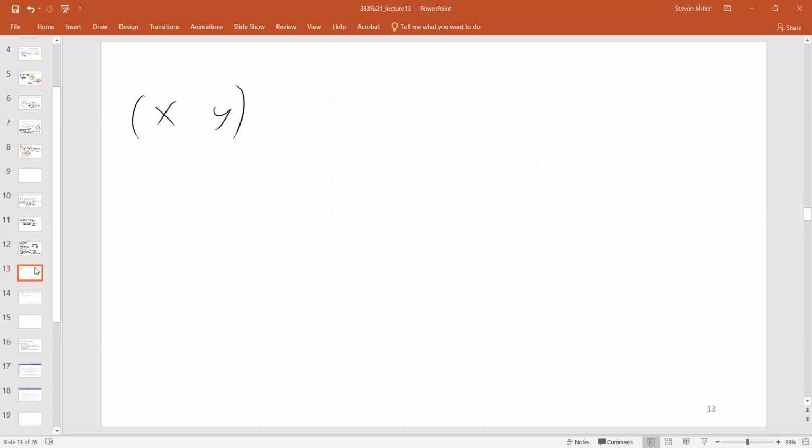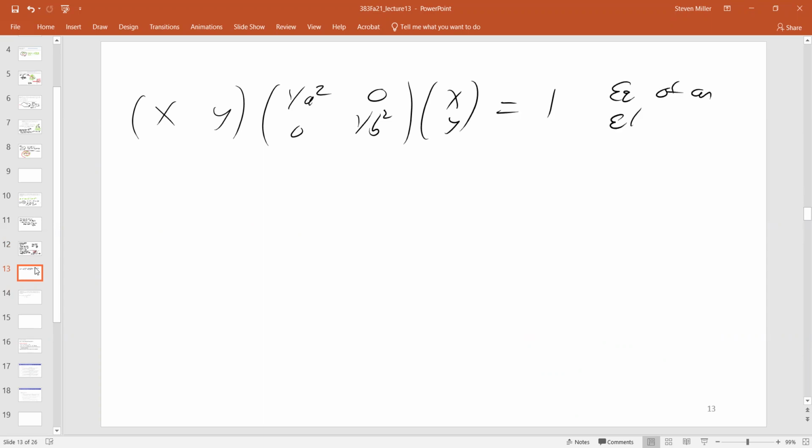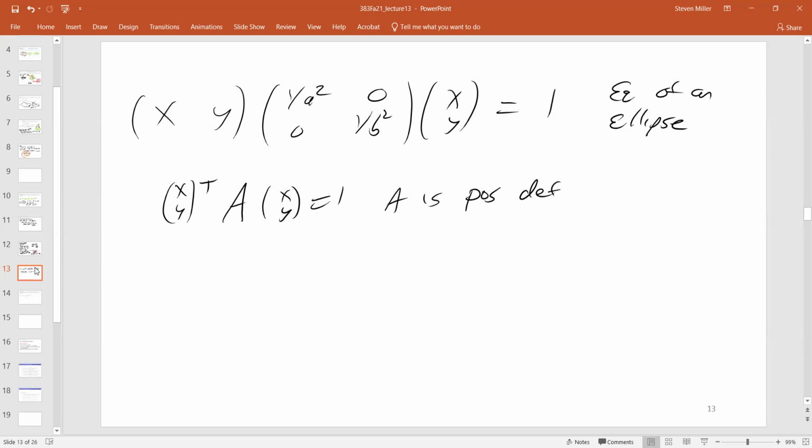It's x, y, then the matrix 1 over a squared, 0, 0, 1 over b squared, then x, y, equals 1. This is the equation of an ellipse. So really, I can do it as x, y transpose some matrix A, x, y equals 1. A is positive definite.